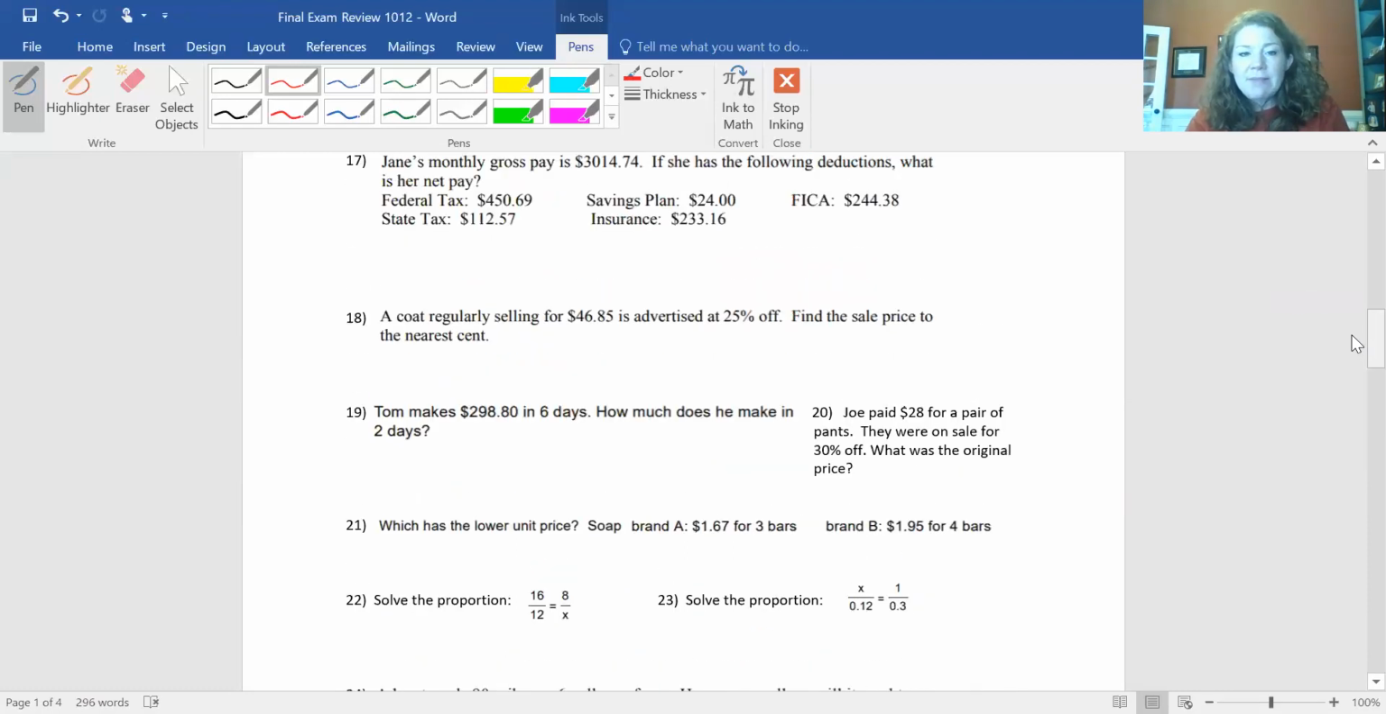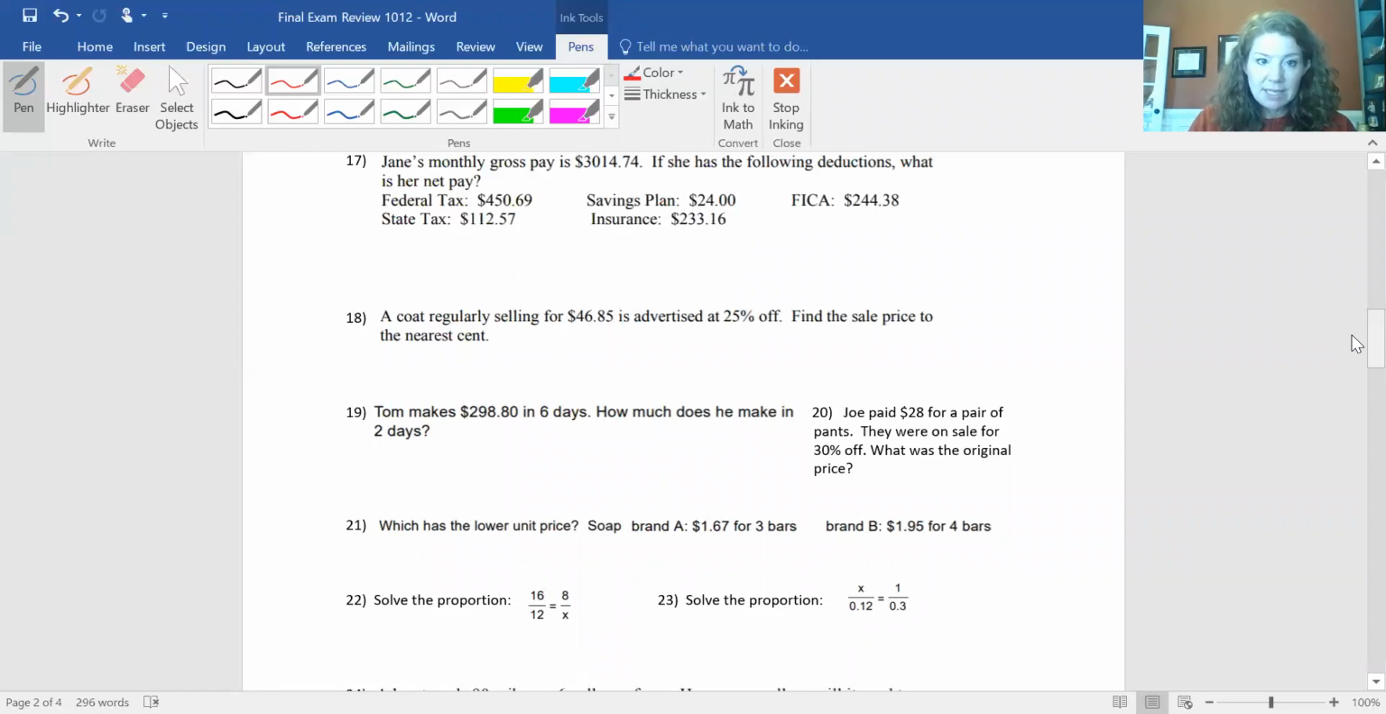All right, Jane's monthly gross pay. Now, gross pay is your amount of money that you make before you pay any taxes or anything else. So her monthly pay is $3,014.74. So then it says they have all of these deductions. So we want to add up all of our deductions, right? We want to add up our federal tax, state tax, savings plans, insurance, and FICA. So she pays all of those taxes.